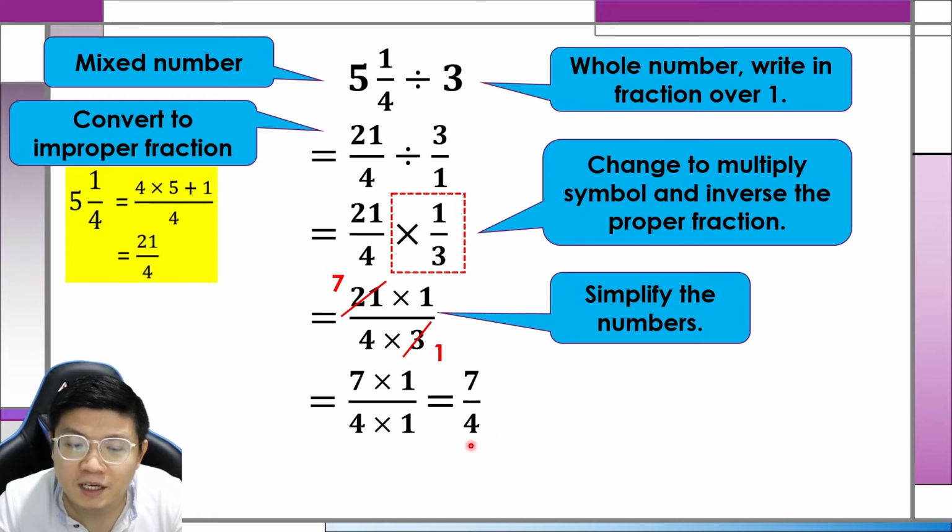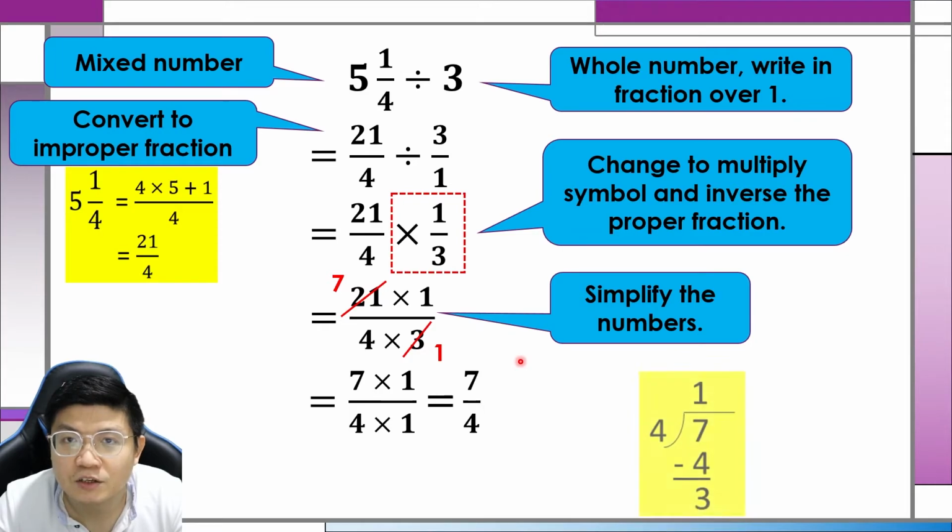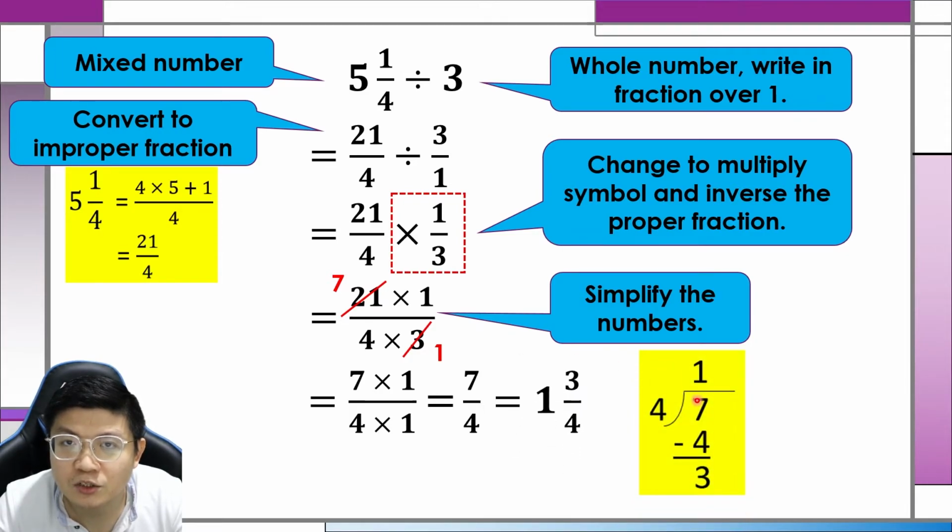Wait a moment. Here, this is an improper fraction, so you cannot leave the answer like this. You must convert it into a mixed number by taking 7 over 4. So 4, 1, 4 minus, left 3. So above here is actually the whole number 1, and the remainder is actually the fraction 3 over 4.